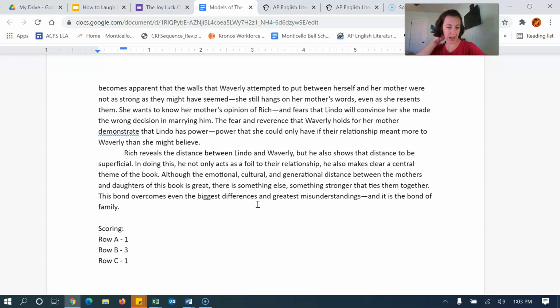In doing this, he not only acts as a foil to their relationship, but also makes a central theme of the book clear. Nice! Although the emotional, cultural, and generational distance between the mothers and the daughters is great, there's something else, something stronger that ties them together. Nice craft there with the repeated phrase. This bond overcomes even the biggest differences and greatest misunderstandings, and it is the bond of family. Wow, that's a zinger. He slows it way down at the end, and he makes it a meaningful, impactful conclusion.